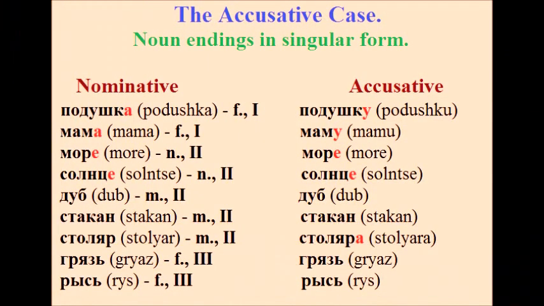Now let's look at all the noun endings in singular form in the accusative case, plus some examples. Pillow. Подушка, подушку. Мама, маму. Море, море. Солнце, солнце. Дуб, дуб. Глаз. Стакан, стакан. Carpenter. Столяр, столяра. Mud. Грязь, грязь. Lynx. Рысь, рысь.